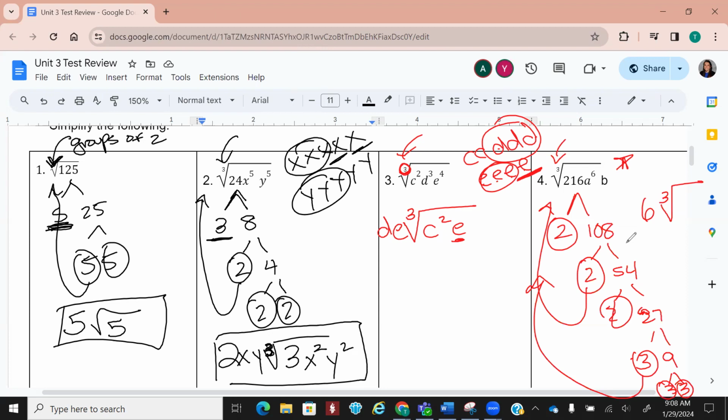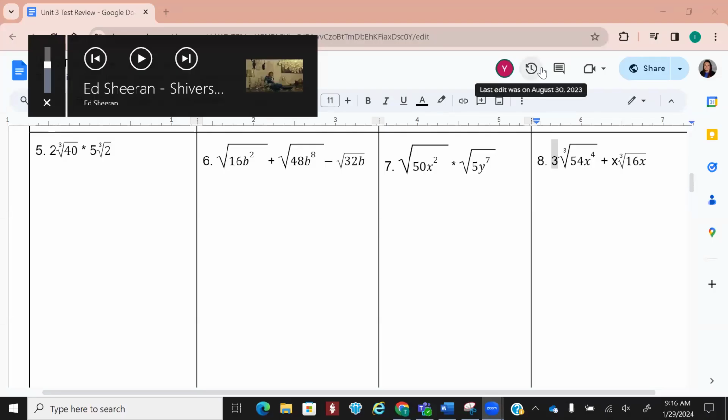Good so far. Then we have 6 A's. How many groups are we going to have? 2. So we're going to have an A squared on the outside. And this B can't make a group of 3, so he's stuck underneath the radical. 5 and 6, and then I'll give you some time to do 7 and 8.